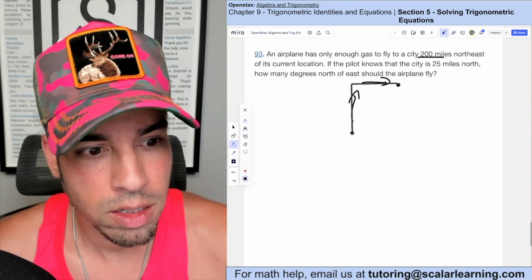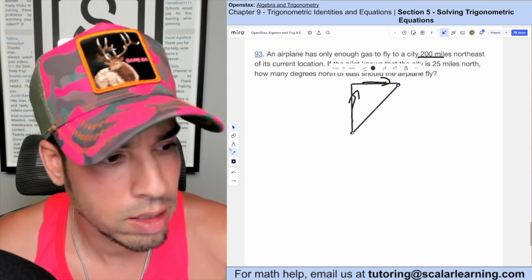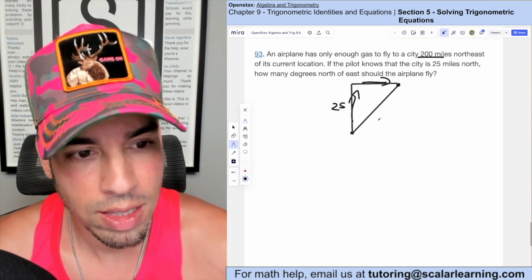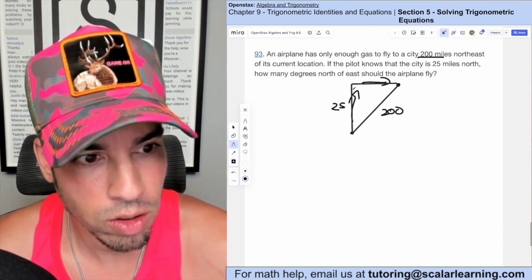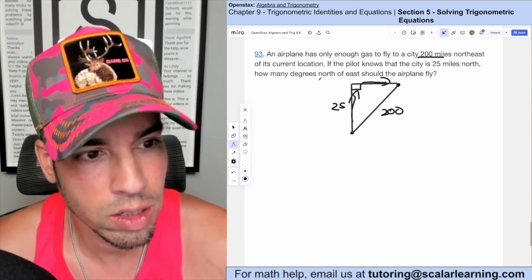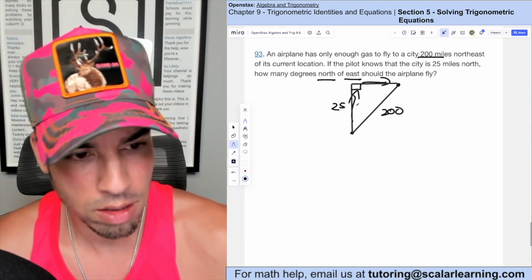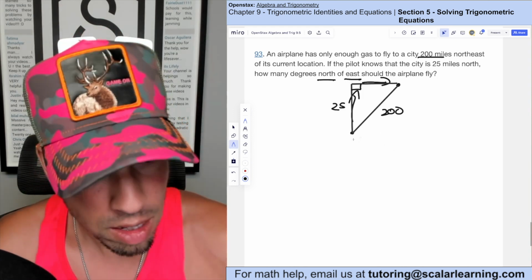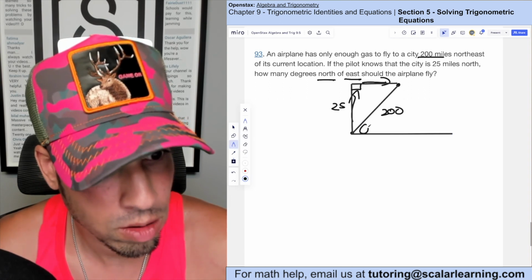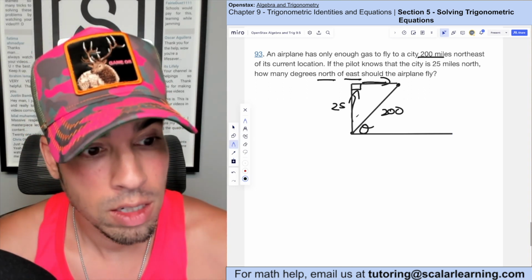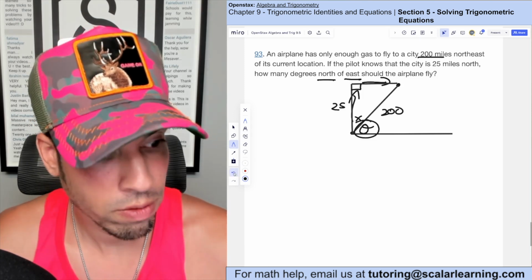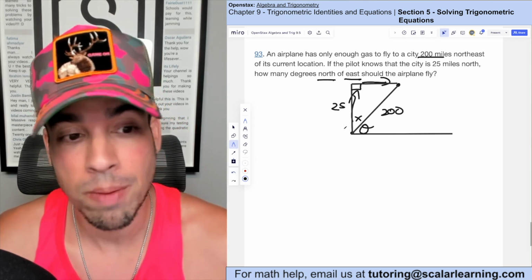So if I look at this as a triangle, where I kind of connect the dots here, I'm saying, all right, I'm flying 25 miles north. I know that this distance is 200 miles. I know it's making a little right triangle. I'm trying to find this little angle. How many degrees north of east should the plane fly? Actually, now that I think about it, what they're saying is north of east would actually be this little angle here. But the good thing is if I find this angle inside the triangle, the theta that we're trying to find is the complement of this angle. Okay, so how can we do that?